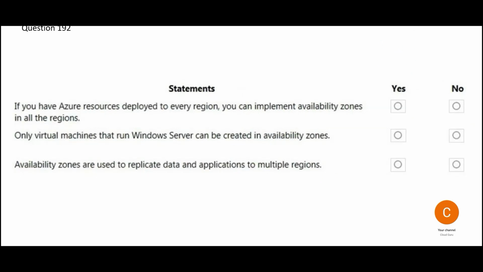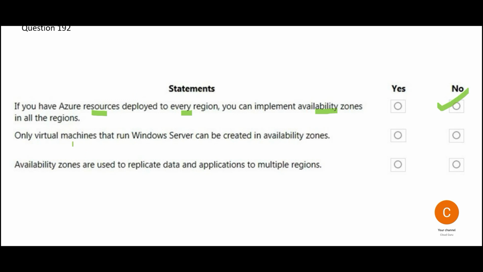Now let us look at this question. If you have Azure resources deployed in every region, can you implement availability zones in all regions? All regions don't have AZs. The majority of regions have it, but not all of them. So the answer in this case is no.